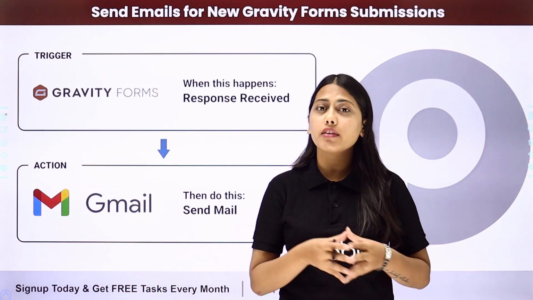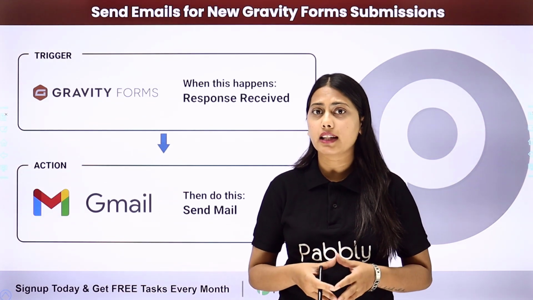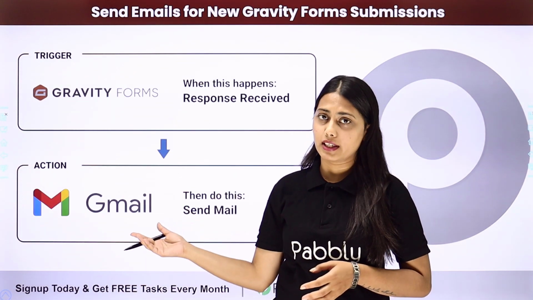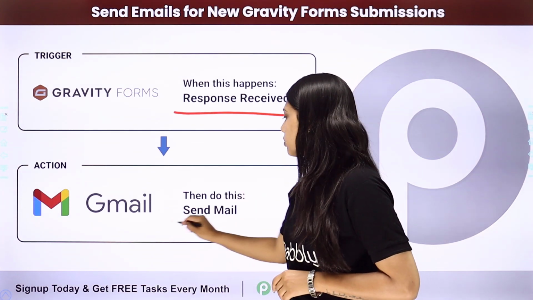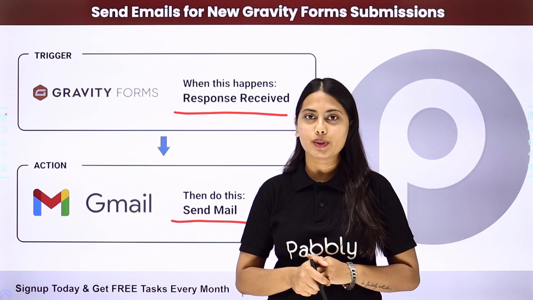So why send every email manually now and then, rather than create an automation with the help of Pabbly Connect, where our trigger will be the response received and our action will be to send email. Let us learn how to do that.